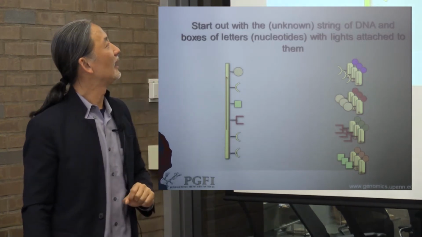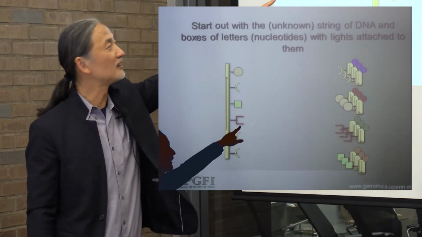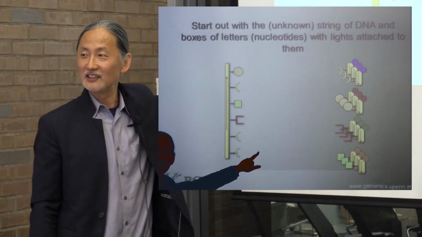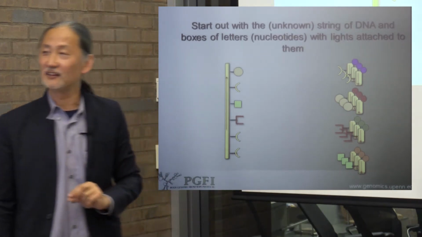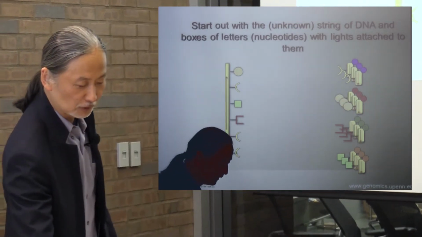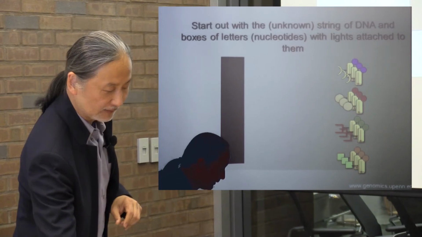Each one of them has a fluorescent molecule attached to it, so that we know that the blue ones are A, the red ones are C, the green ones are G, and the orange ones are T. And this is the sequence that we're trying to sequence, and of course we don't really know what it is, so we imagine that it's under a black box.